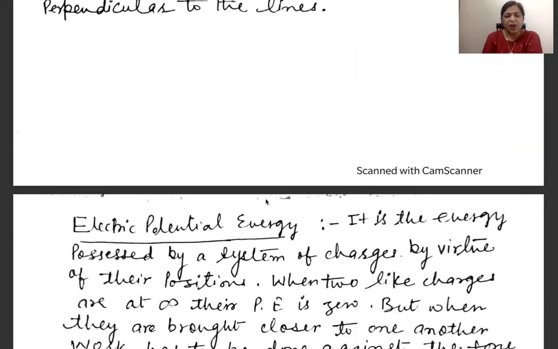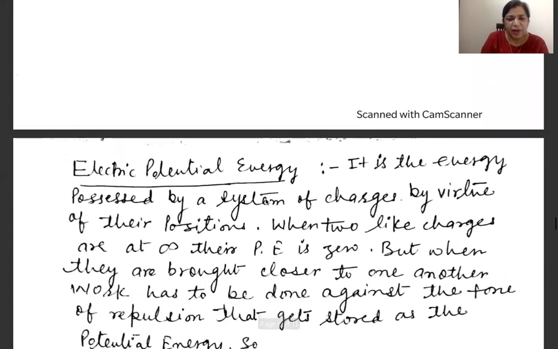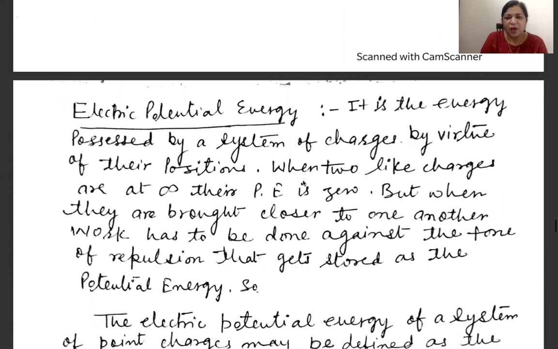Now, after discussing all about equipotential surfaces, there is a very important concept again, of electric potential energy. Potential energy is because of position. We all know electric potential energy, it means we have the charges here. It is the energy possessed by a system of charges by virtue of their positions. When two like charges are at infinity, their potential energy is zero. But when they are brought closer to one another, work has to be done against the force of repulsion, which gets stored as the potential energy.